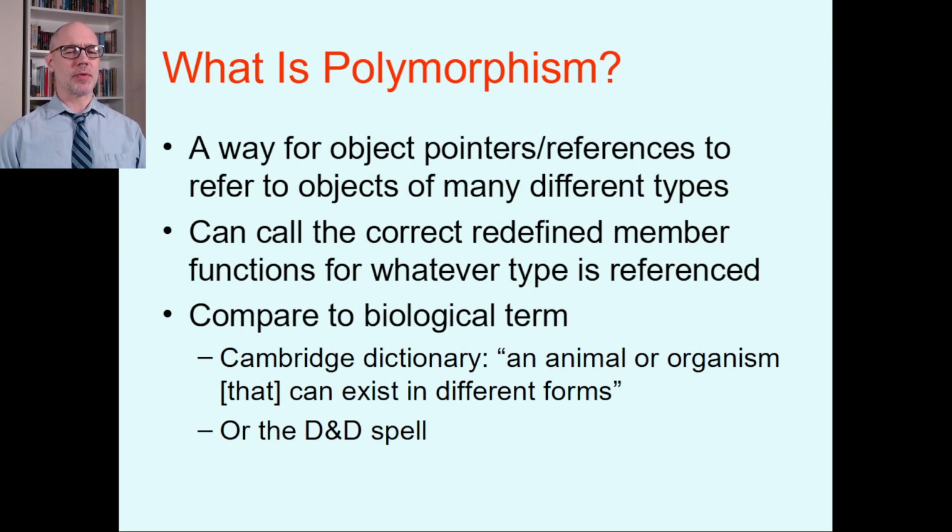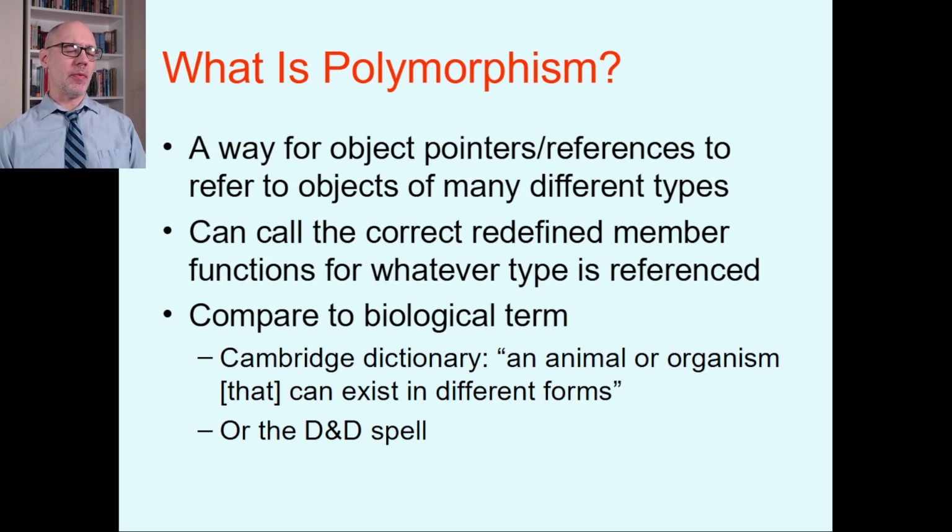So what is polymorphism exactly? It's a way for object pointers or references to refer to objects of many different types in a class hierarchy of inherited types. And once you have a reference or a pointer like that, you can then call the correct redefined member functions automatically for whatever type is referenced, with no additional work on the part of the application programmer.